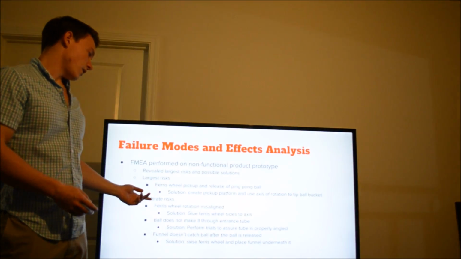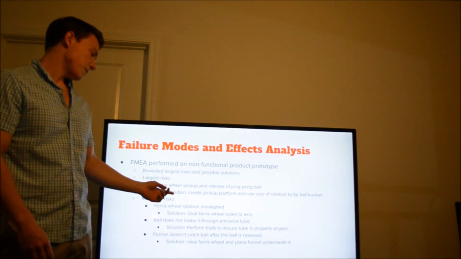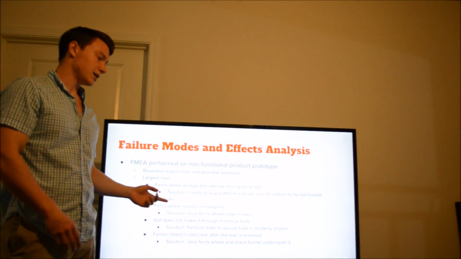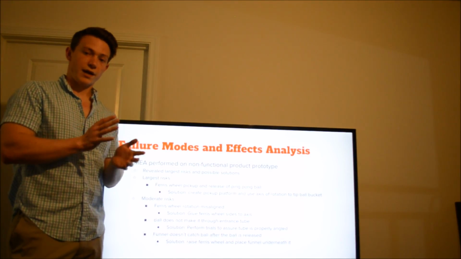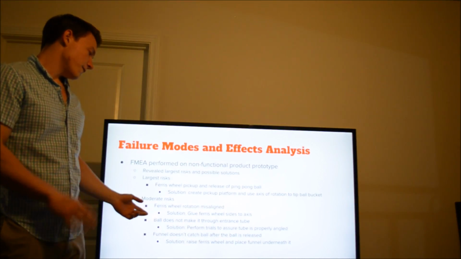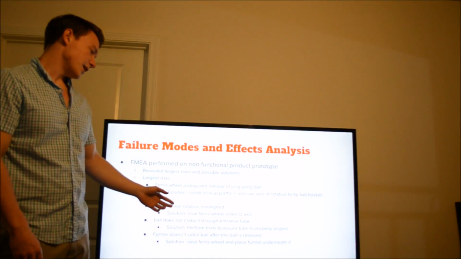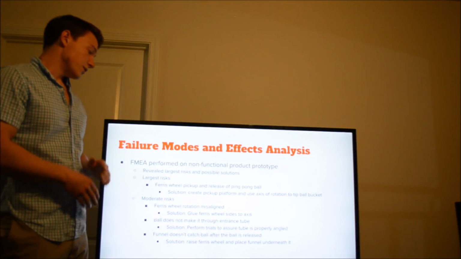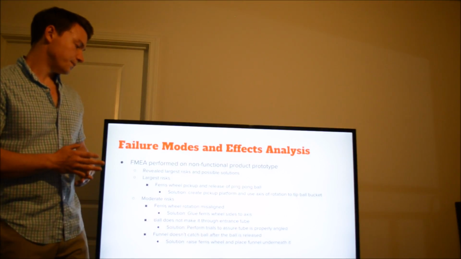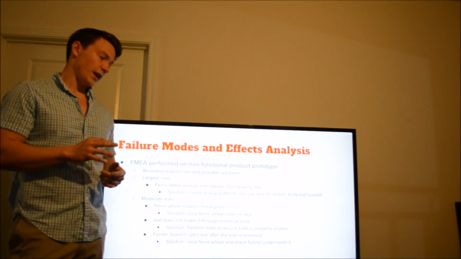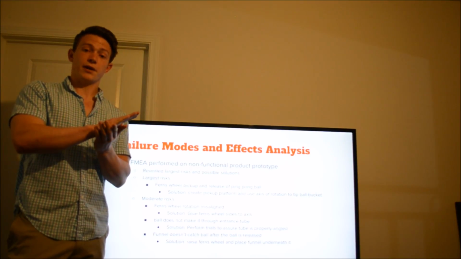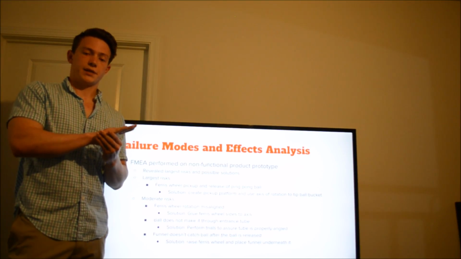And the moderate risks involve the Ferris wheel rotation misalignment, and we're going to glue the Ferris wheel sides to the axis in order to make sure it does not misalign with itself. And also the ball does not make it through the entrance tube in the beginning. To ensure that this does not happen, we're going to perform trials to assure that when the tube is angled, it is angled correctly and has a 100% success rate.